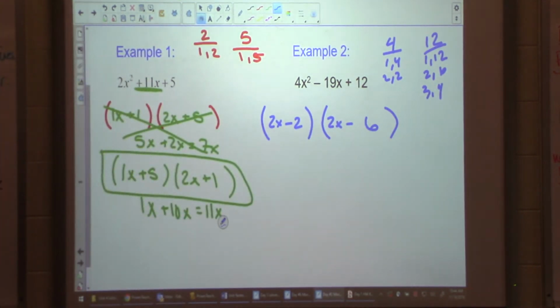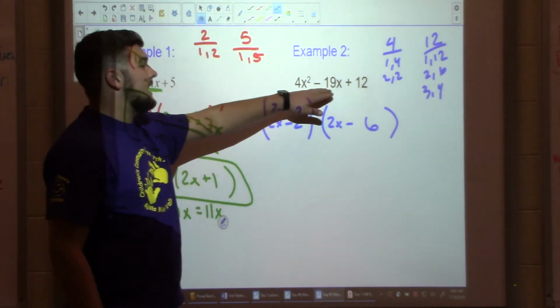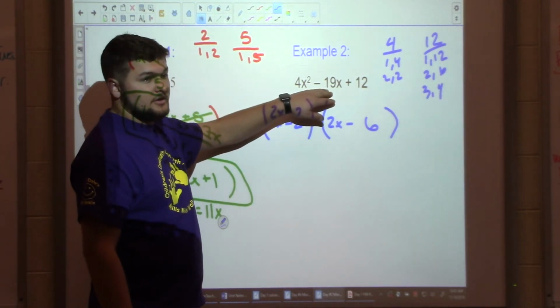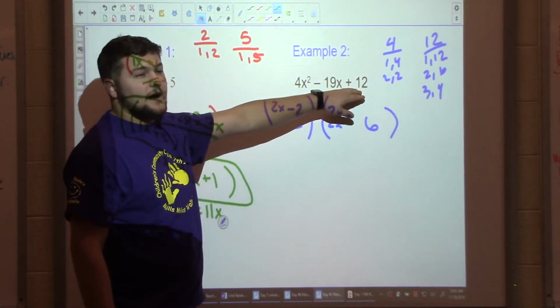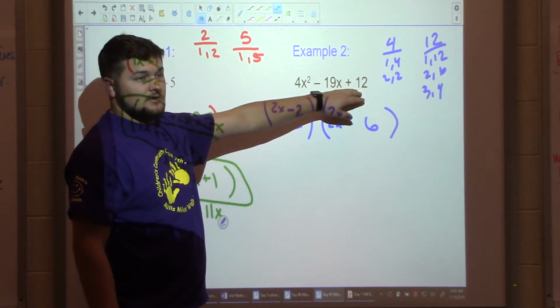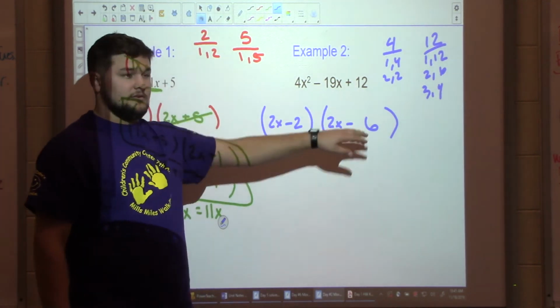Let's try that. You're trying to get the middle, right? Isn't the middle what we're adding to? We multiply to a positive though. So they both have to be negative.